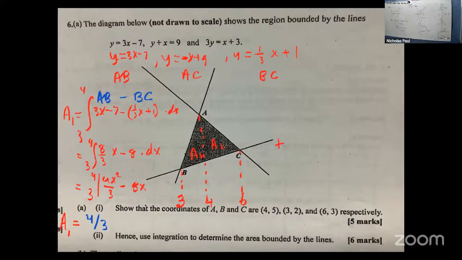Anybody else get 4 over 3? Right, find A2 please. How much again? After you plug in, it's the same thing. Plug in, find A2 one time.